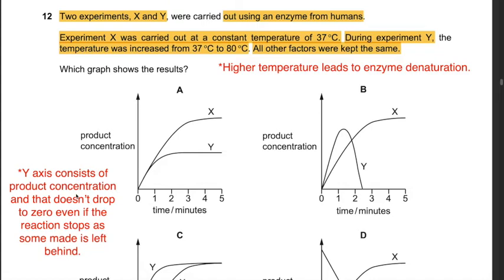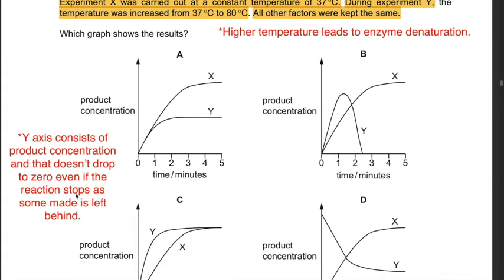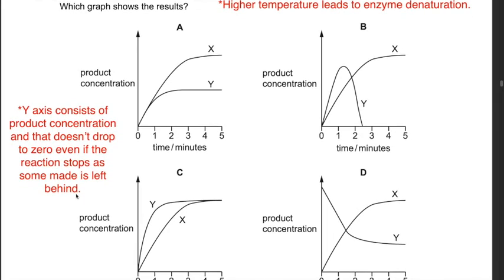If you look at the graphs, the x-axis contains time in minutes and the y-axis contains product concentration. One thing you should know is that the product concentration doesn't drop to 0 even if the reaction stops, as some is left behind. Therefore, option B is obviously incorrect as it drops to 0. Option D is also incorrect as product concentration drops in Y. Option C is incorrect as Y occurs at a higher temperature, hence it cannot have a faster rate of reaction. It should be less than the rate of reaction of X.